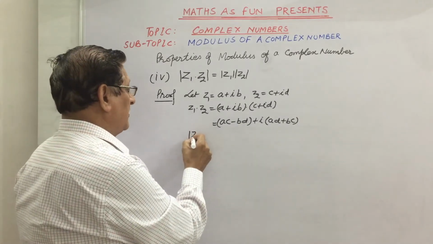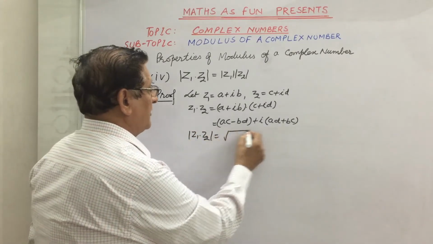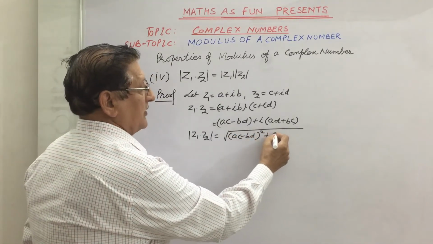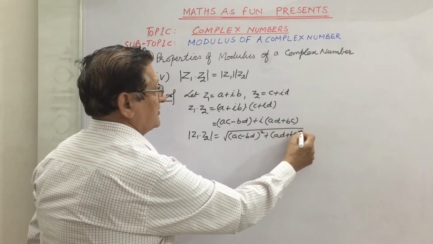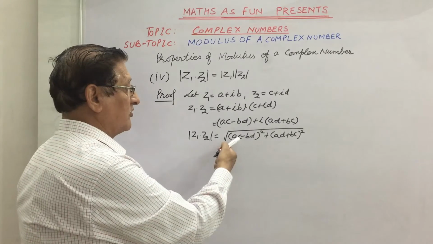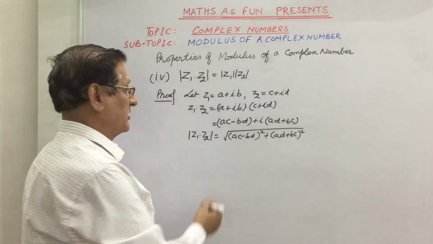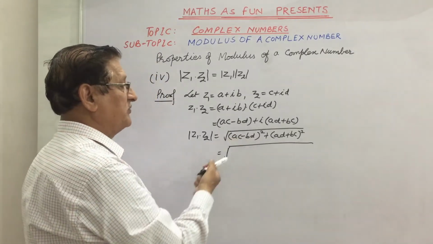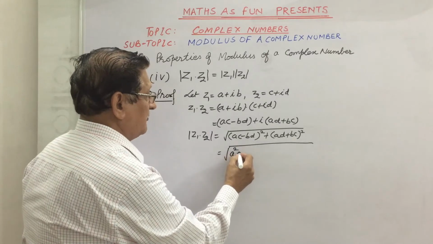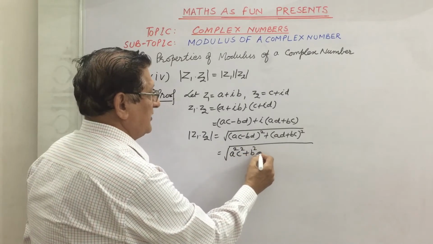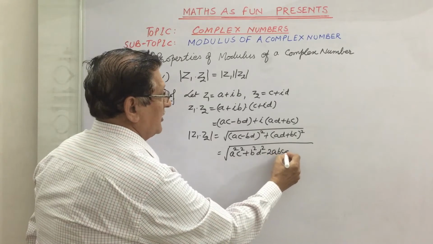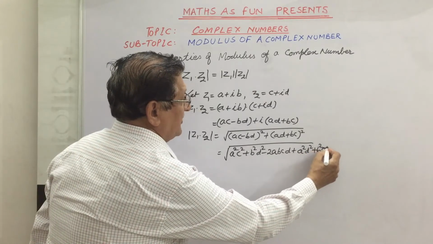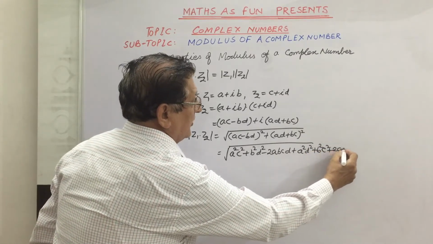If we want to find out the modulus of z1 into z2, that will be root of (ac minus bd) square plus (ad plus bc) square, that is the square of the real part plus the square of the imaginary part. If we simplify this using the formula for (a minus b) whole square and (a plus b) whole square, this will be a square c square plus b square d square minus 2abcd plus a square d square plus b square c square plus 2abcd.